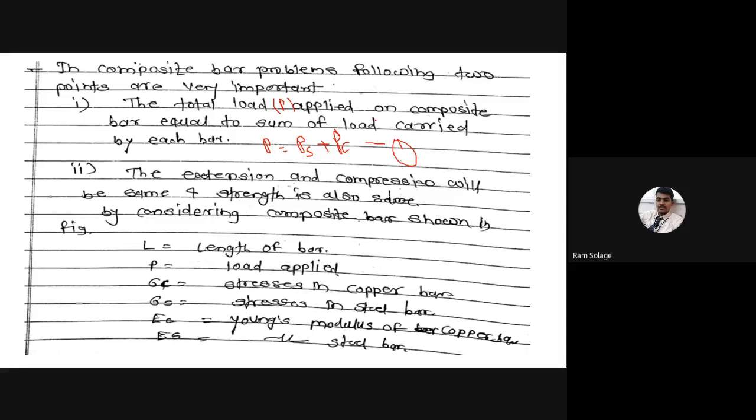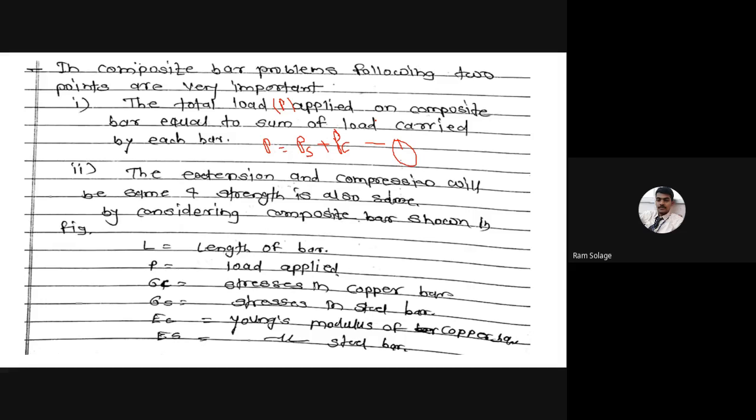Over up to equation 1? Yes, sir. Okay. Equation number 1, write down P is equal to PS plus PC. Means what? Total load taken by that single unit is divided by, or total load taken by the steel rod and copper bar. This is condition number 1. Now we'll move to condition number 2.